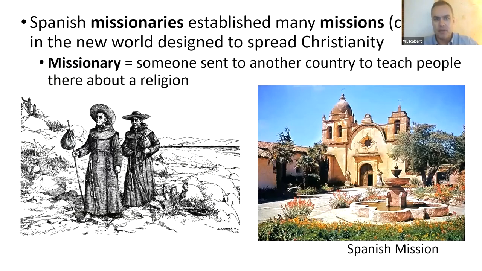And Spanish missionaries established in the New World these things that they called missions, right? The actual buildings called a mission. So it's a church that's designed for that, kind of like a little headquarters. It could be in the jungle. It could be in the middle of a tropical plain or something like that in Paraguay. There are a lot of these things actually down there. But they kind of look like this.